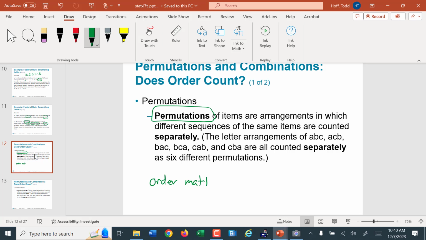So if I am rearranging the letters ABC, well, ABC is different from ACB, which is different from BAC. They're the same 3 letters, but they're in different orders. Those would all be counted as different arrangements for a permutation.